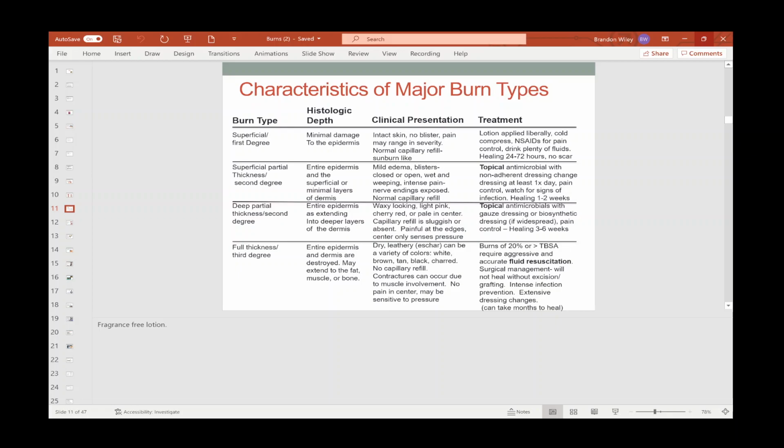Now, if you get to the third or the full thickness, now you've gone through epidermis, the dermis, down into the subcutaneous tissue. Okay, that's all destroyed. You're not getting that back anytime soon. All right, that is leathery. There's no capillary refill. You have no perfusion to that area at all. There's no capillary bed to give you perfusion to that area. So it doesn't exist. So it's tan, brown, leathery.